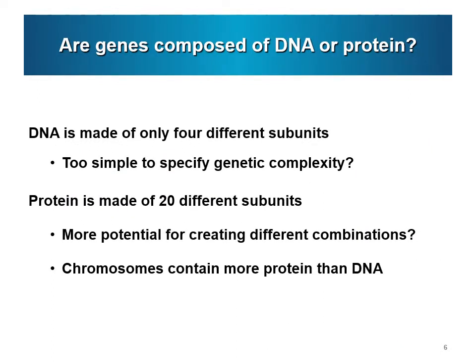This is a question that I have heard many times before. Are genes composed of DNA or protein? DNA is made of only 4 different subunits, and it sounds too simple, right, to specify genetic complexity. However, it's not. It's really enough to encode entire genetic information. Protein is made of 20 different subunits, so it has more potential for creating different combinations, right? Chromosomes contain more protein than DNA.